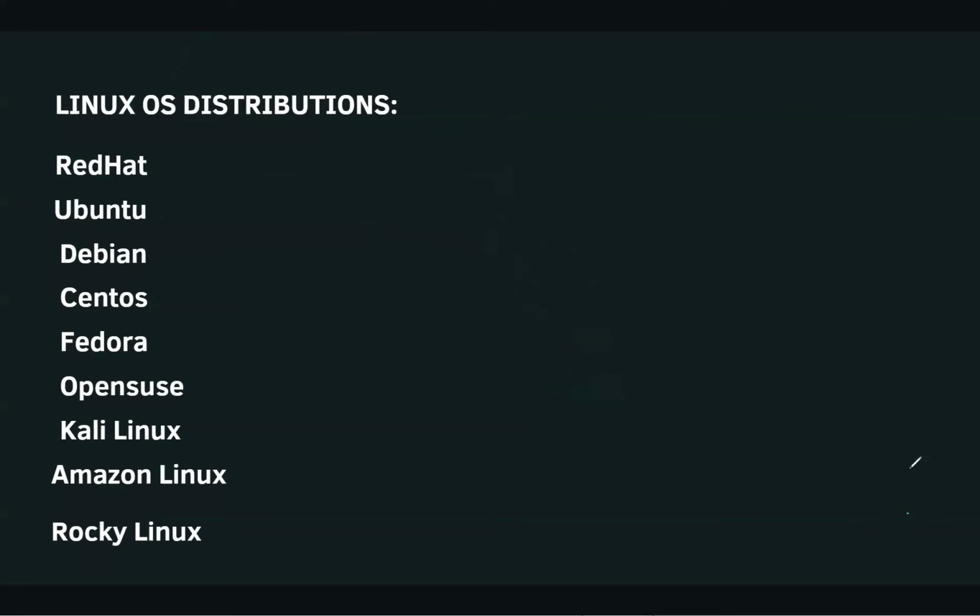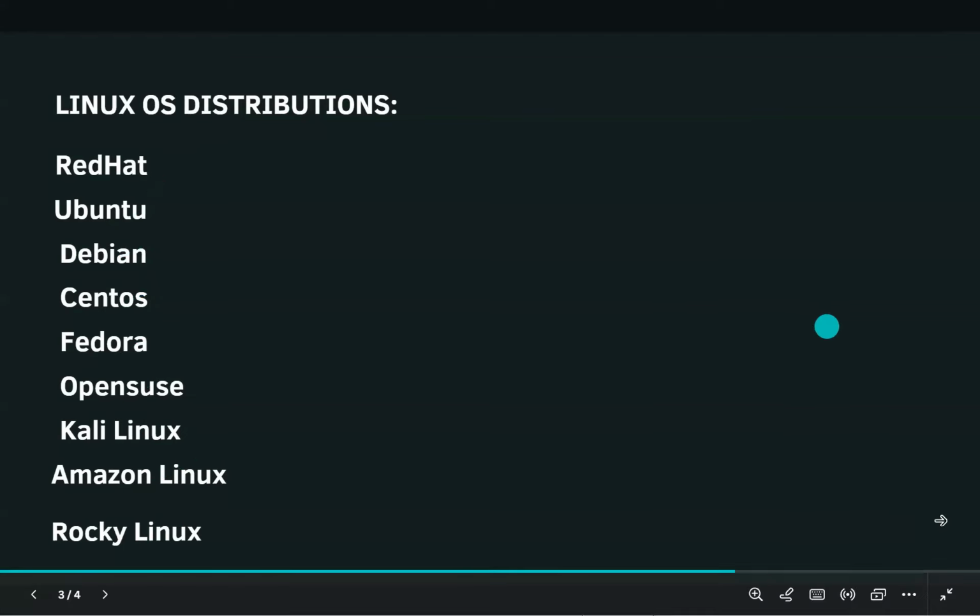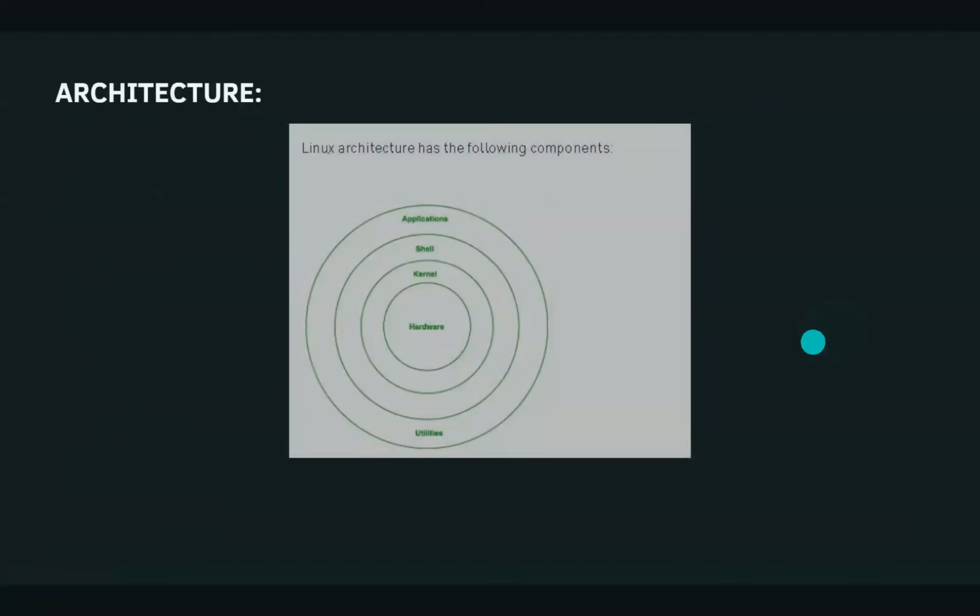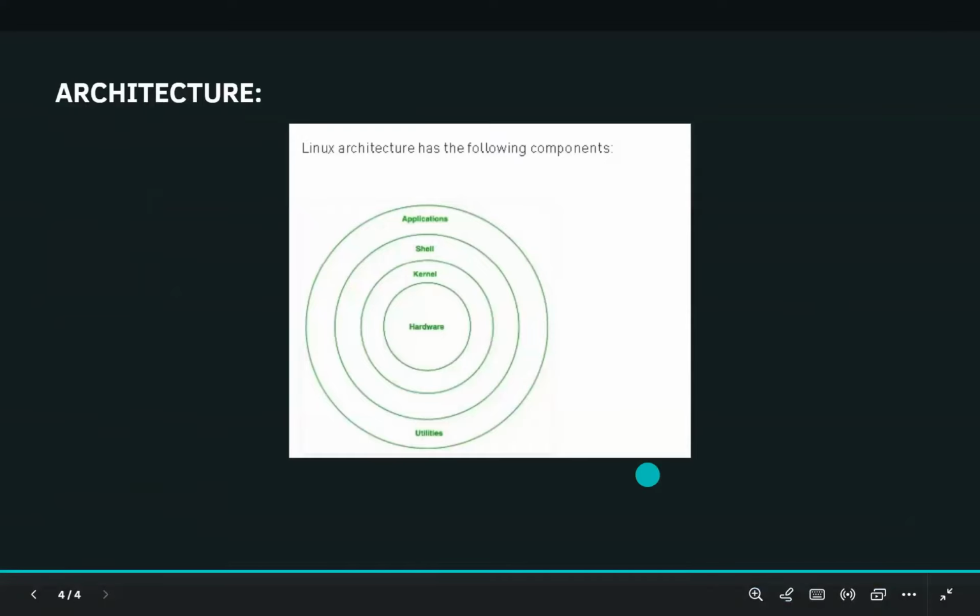Next, after this, what are we having? So see here, these are all the distributions, guys. We have Red Hat, Ubuntu, Debian, CentOS, Fedora, OpenSUSE, Kali Linux, Amazon Linux, Rocky Linux. These are all distributions of OSs.